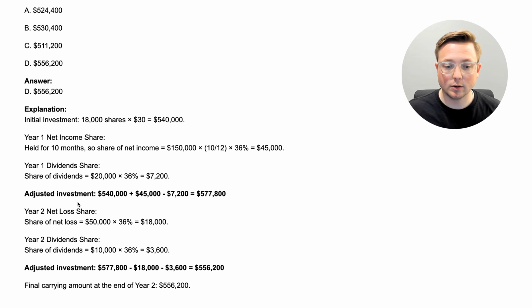So with all that, again, we take the initial investment, we add their share of the net income, and we subtract their share of the dividends, and that gives us $577,800 as the carrying amount of the investment at the end of year 1. Now we can carry that into year 2.